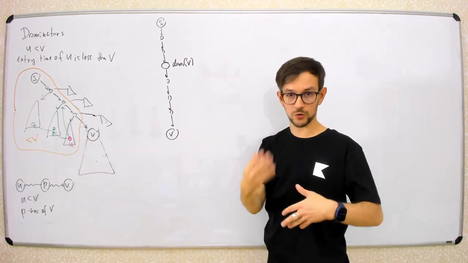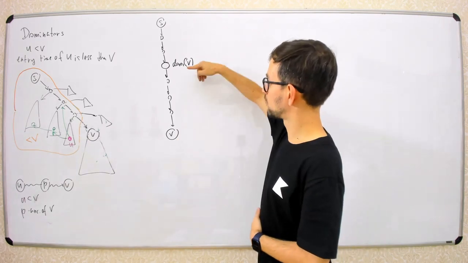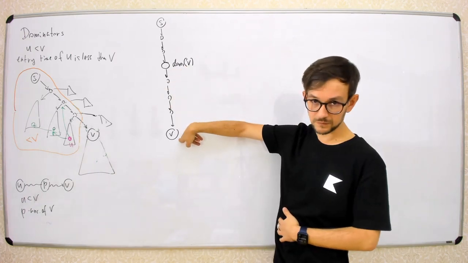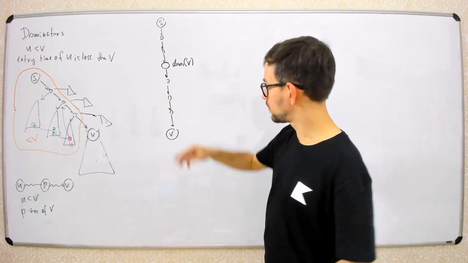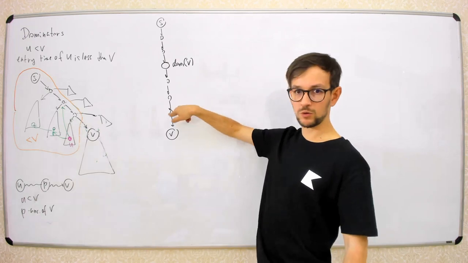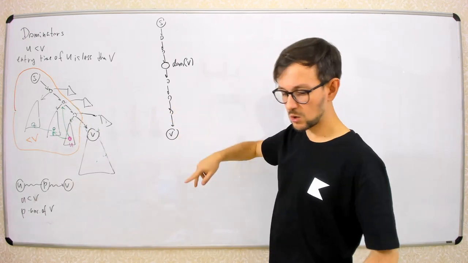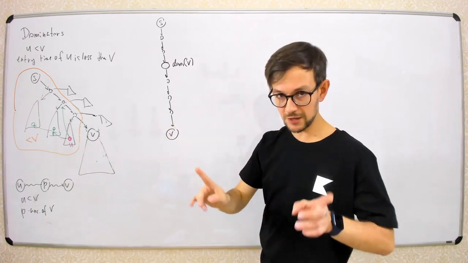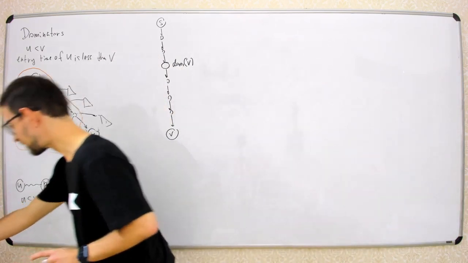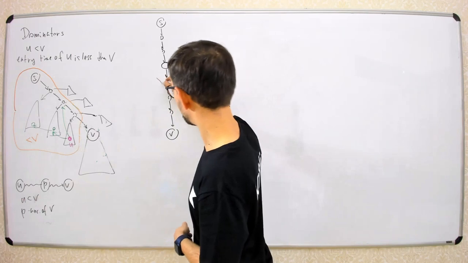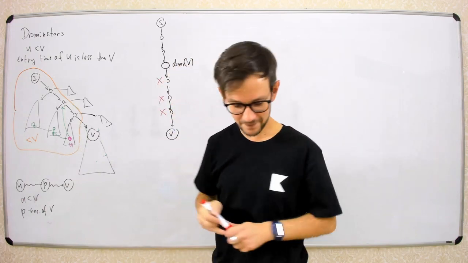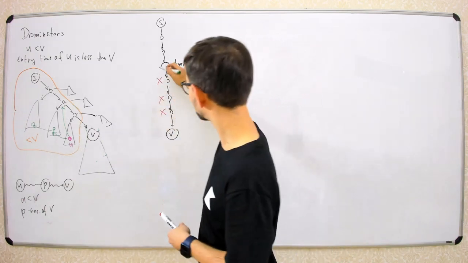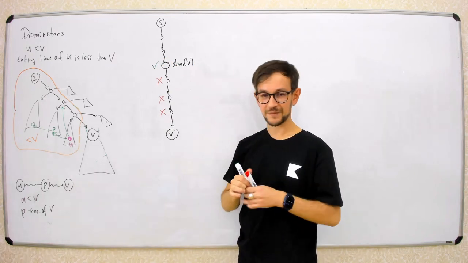So we need to prove a lot of things. First of all, we need to prove that this node dominates V. And also, we need to prove that all nodes below do not dominate this node V. So we need to prove that this is a dominator of V and these three nodes are not the dominators of V. So this is a dominator and these are not dominators. That's kind of the plan.